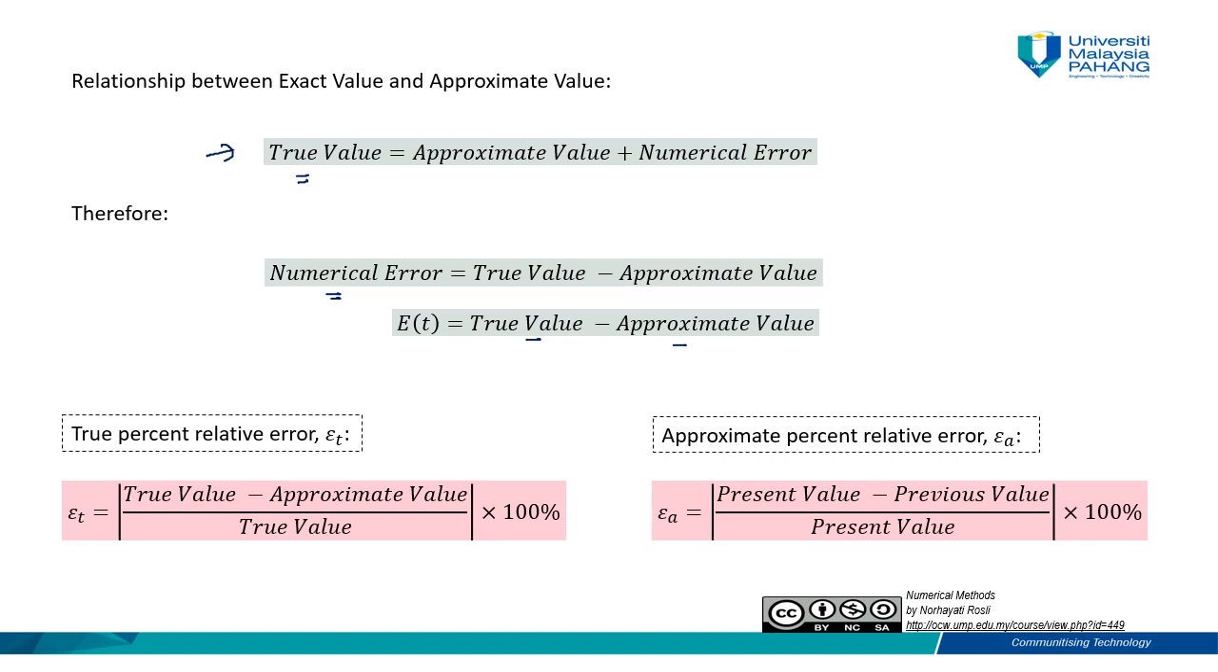And then we also must know how to calculate the true percent relative error and also the approximate percent relative error. The first formula is for the true percent relative error, where the notation is epsilon t. The formula is the modulus of true value minus approximate value, divided by true value, multiplied by 100. While for the second formula, the approximate percent relative error, the notation is epsilon a. The formula is present value minus previous value, divided by present value, multiplied by 100. So what is the difference between the true percent relative error and the approximate percent relative error? For the true percent relative error, we calculate the percentage between the true value and the approximate value. While for the approximate percent relative error, we find the percentage between the present value that we get and the previous value.